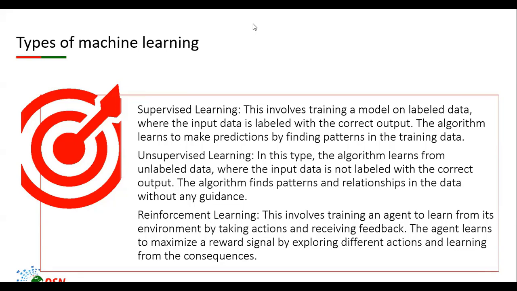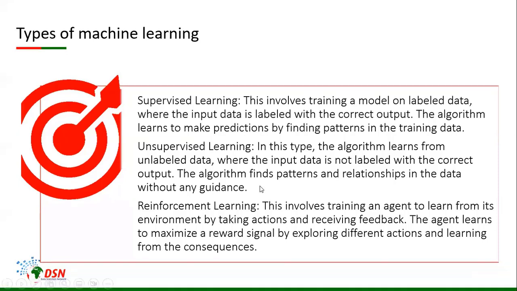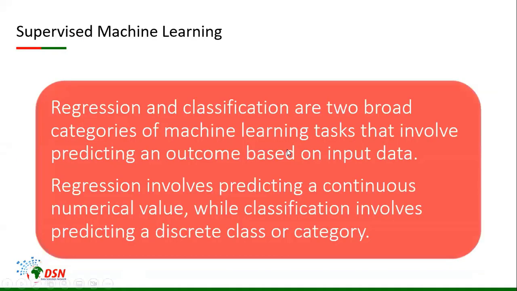While with reinforcement learning, we are all familiar with ChatGPT, and that's just a picture of what reinforcement is. It's about involving an agent to learn from its environment by taking actions and receiving feedback. So your agent learns to maximize a reward signal by exploring different actions and learning from the consequences. All right. Yes, please, the next slide.